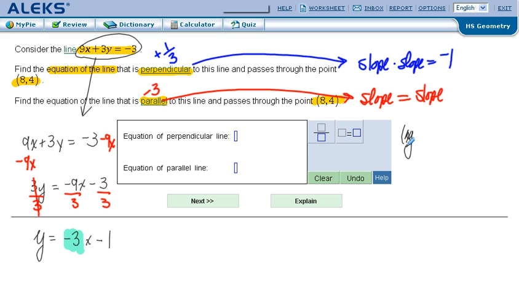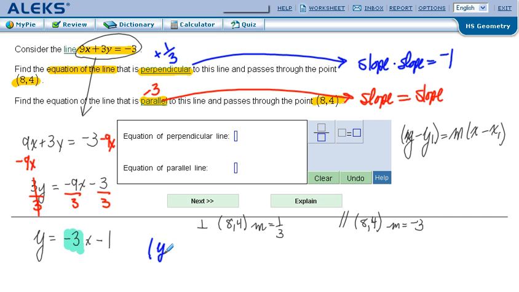Now, we are given certain points, so we're going to use what's called the point-slope equation of a line, which is y minus y1 equals slope times x minus x1. So for the perpendicular, we're going to use the point (8, 4) and the slope of 1/3. And for parallel, we're going to use the same point, (8, 4), and the slope is going to be -3. Let's do the perpendicular first.